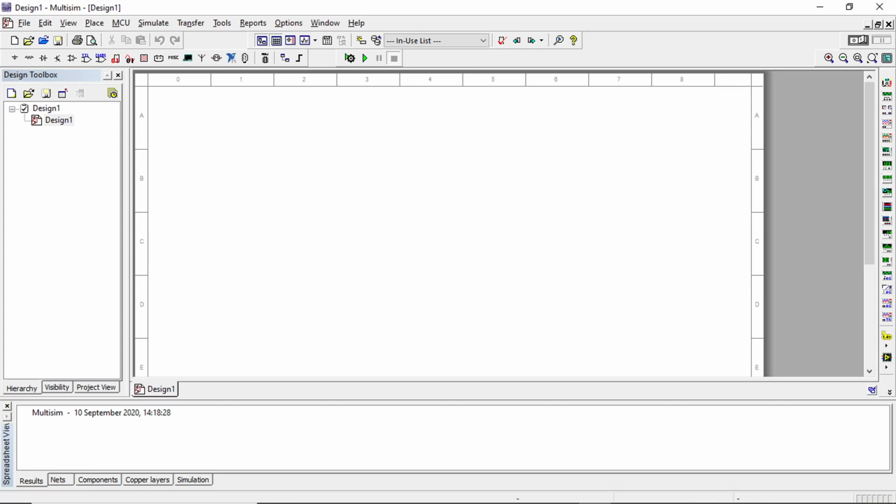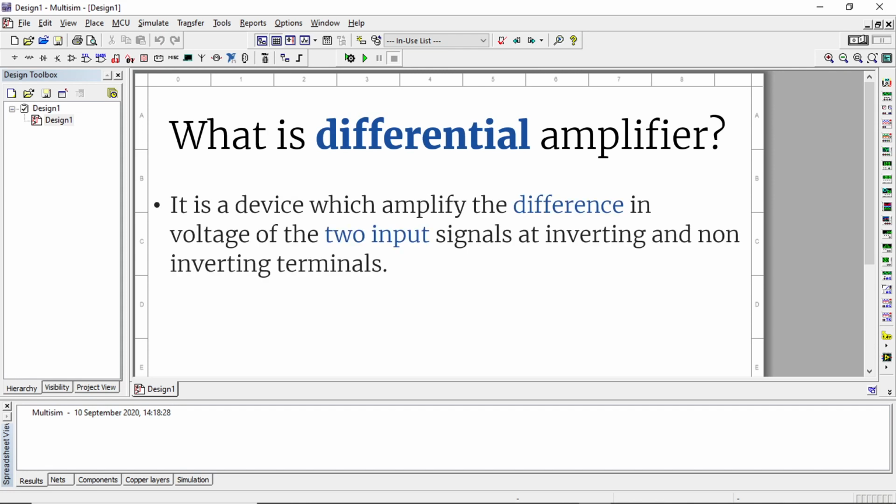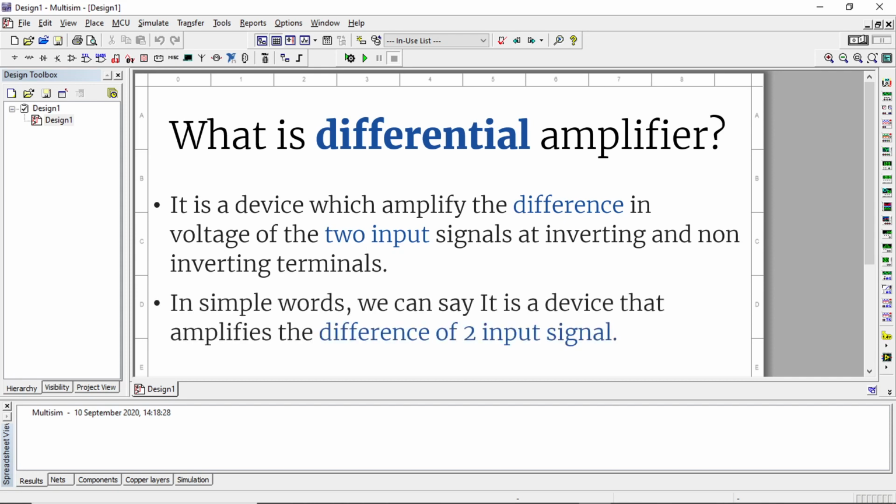So first of all, we'll start with knowing what exactly this differential amplifier is. Basically, it is a device which amplifies the difference in voltage of two input signals at the inverting and non-inverting terminals. Or in simplified terms, we can say it is a device that amplifies the difference of two input signals. You need to remember only this, that it will amplify the difference of two input signals.